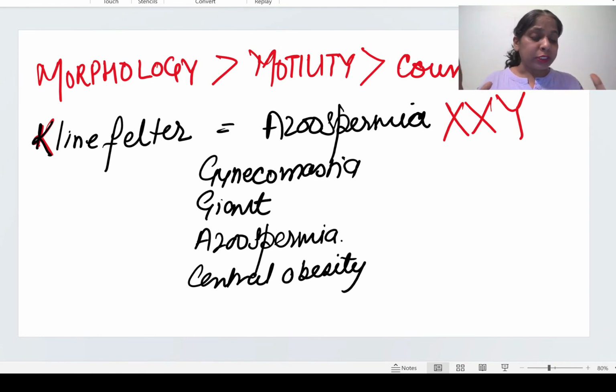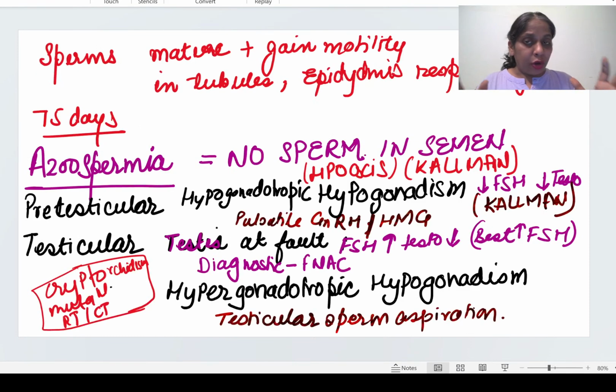Okay, a lot of questions are coming on azoospermia, and on Klinefelter syndrome a lot of questions are coming. In Klinefelter syndrome there are two G's: gynecomastia, and the male is tall, a giant male, with much more height than his siblings. Now, what is the other fertility factor? That Klinefelter male has azoospermia. And that male is a giant, but he also has central obesity. So those are the four criteria which you have to learn for Klinefelter syndrome.